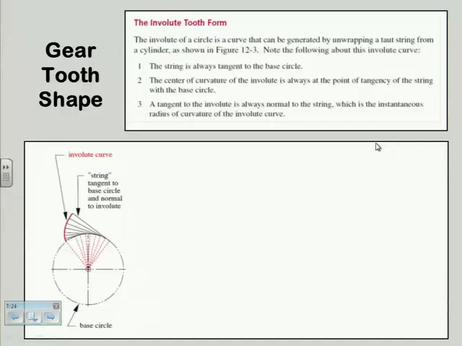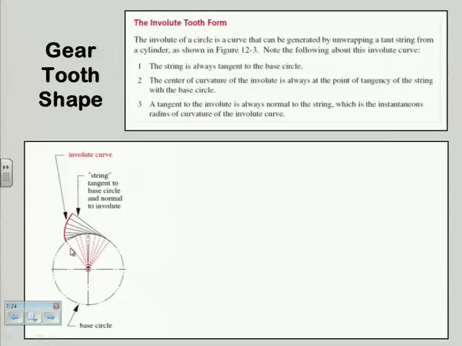So the normal to the tangent of the curve, I don't show the tangent of the curve, take this point right at the very end. The tangent to the curve, which I did not draw, would of course be perpendicular to this radius, right? That's the definition of tangent and radius. One is perpendicular to the other. And so that radius goes back to this base circle and is always tangent to it.